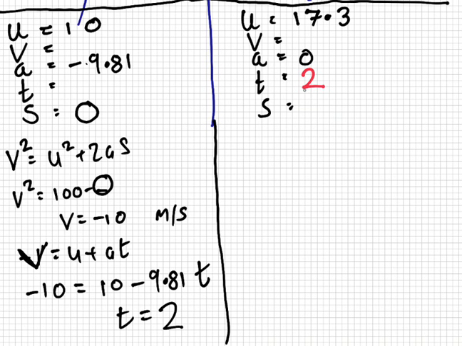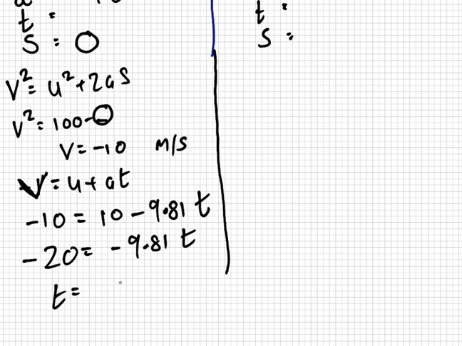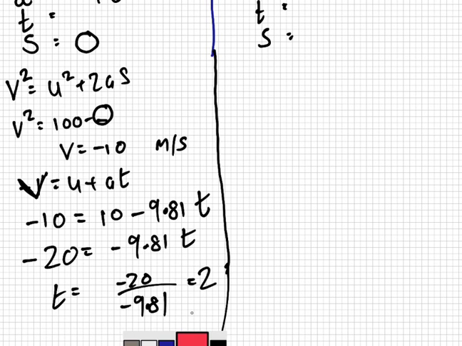Yep. Now, did somebody just say why is the T 2? Do I need to? I left out some steps in between here. Do I need to write them down? Yes. Okay. Minus 20 minus 9.81 T. So T is minus 20 over minus 9.81, which is 2, to 1 decimal place.